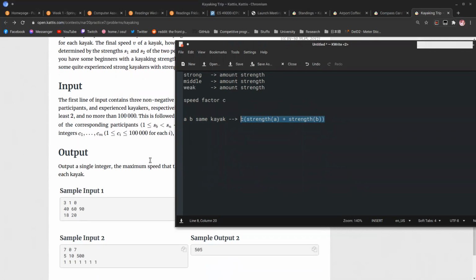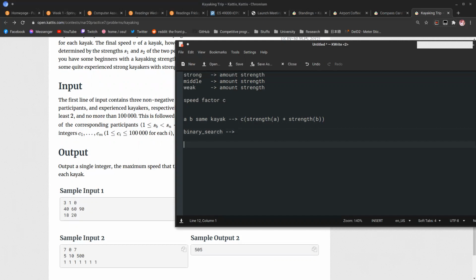It's really obvious that we should binary search the answer. So we want to binary search the answer, and then for each iteration of binary search, we want to distribute the kayakers into kayaks so that the speed of all of the kayaks is larger than the threshold we are binary searching on. Yep.